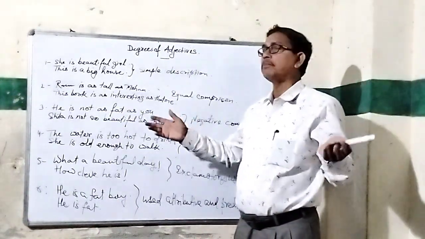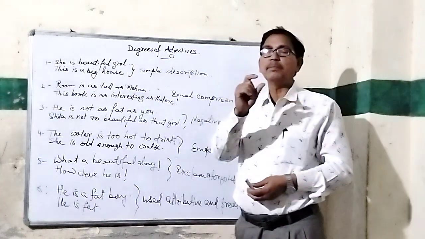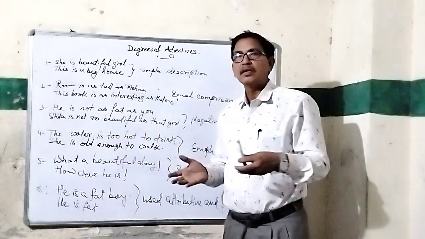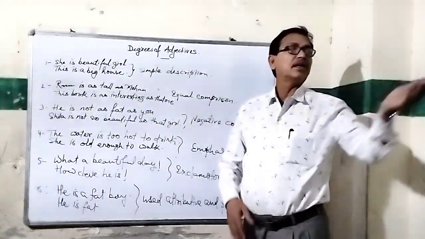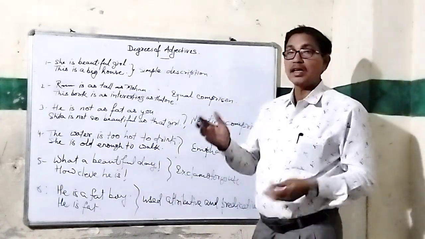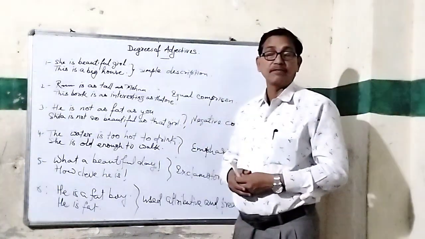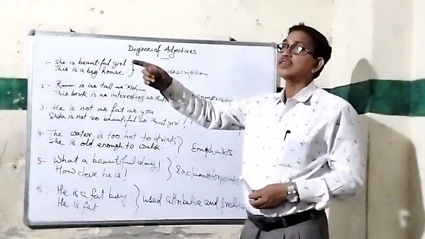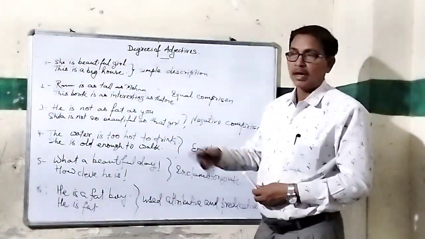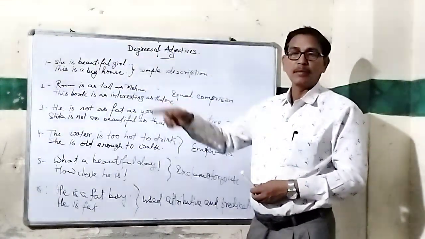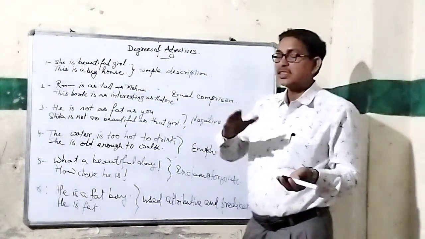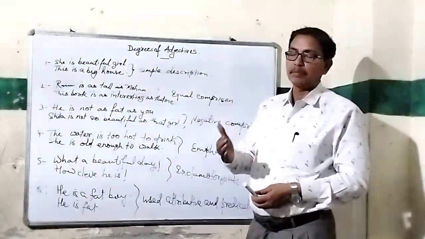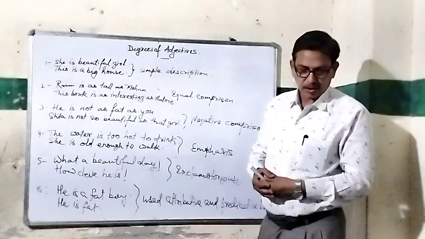Or if I say this is a big house, the word big is just describing this house. I am not comparing it, that this house is bigger than that house. If I say like this, it will be comparative degree. And if I see a house that is very big, I can say this is the biggest house in my area, in my mahalla. So this comparison of big, bigger and biggest is called degree: positive degree, comparative degree, and superlative degree.